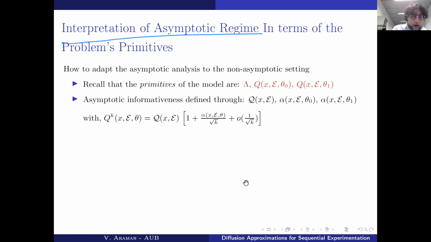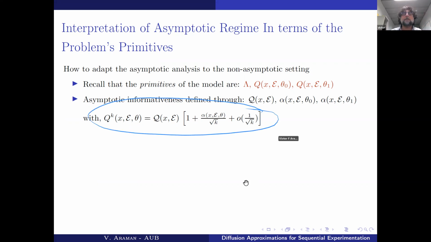The primitives of the problem are, I have a Poisson process with rate lambda. I have this probability Q for theta equal theta 0 and for theta equal theta 1. I introduced basically a scaling for the lambda K. I mean, it's kind of straightforward, but there was this other scaling where I expected the informativeness to behave this way. And I'm introducing this Q and alpha, and these are not primitives, right? So if I'm given real data, for example, I can come up with these three, but then what are this Q and alpha?